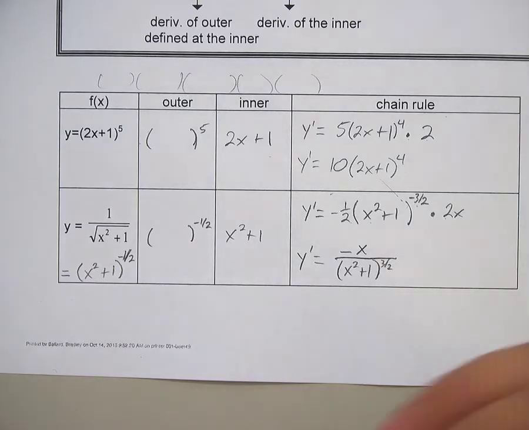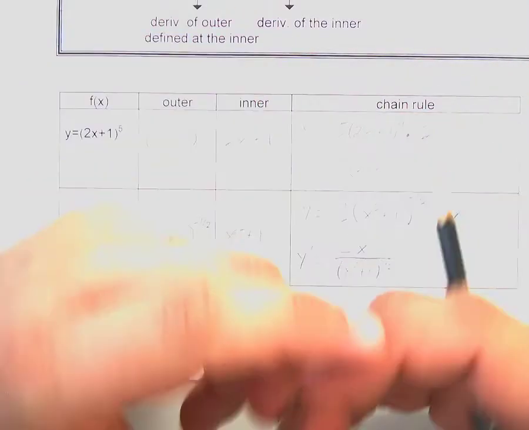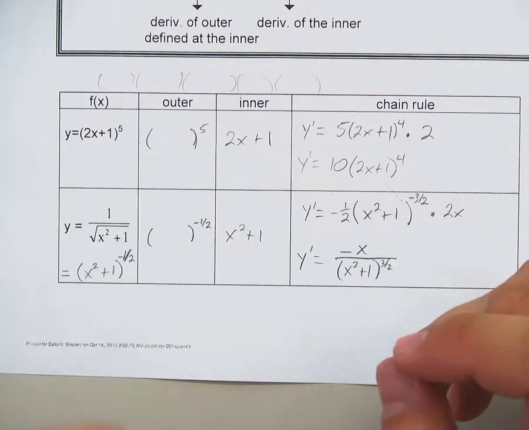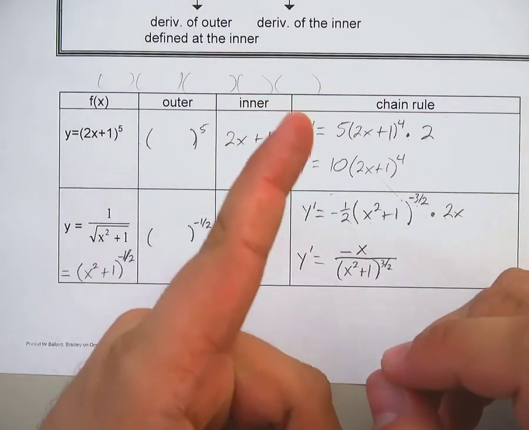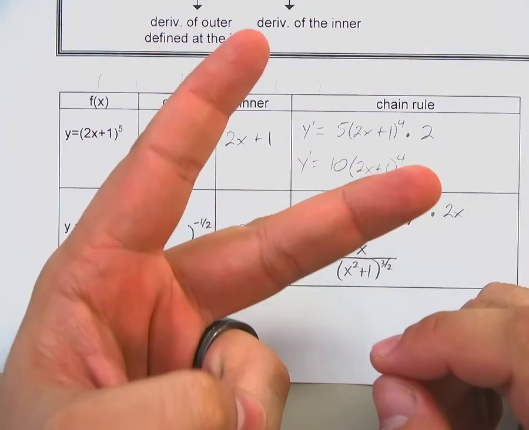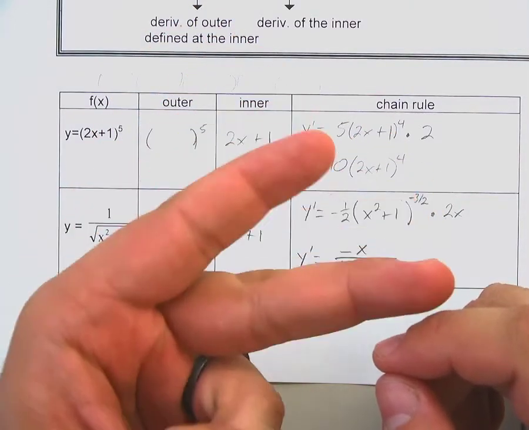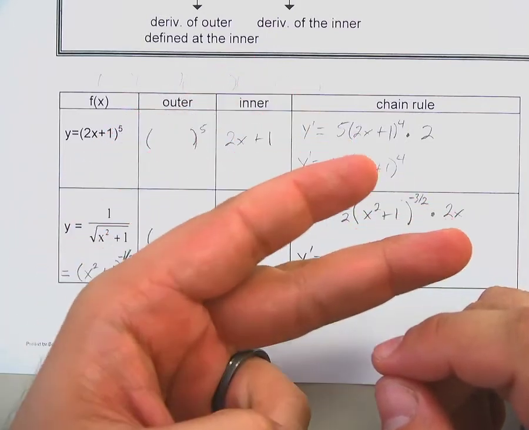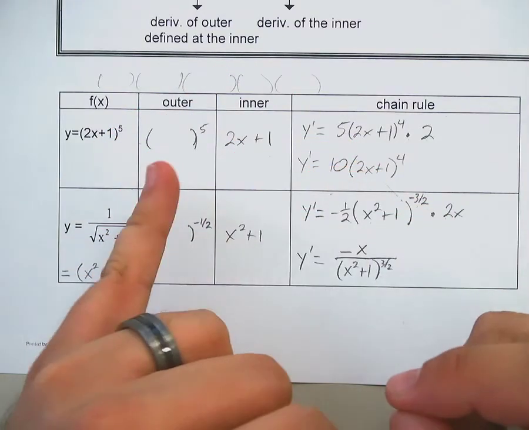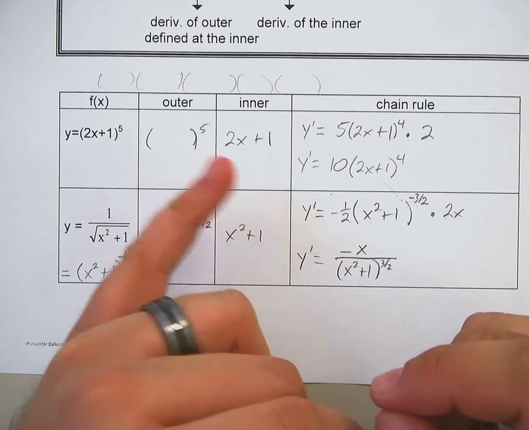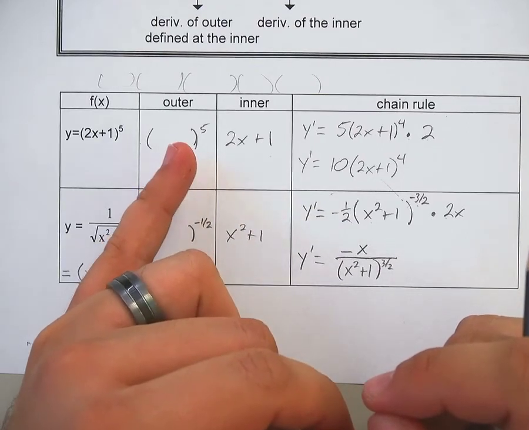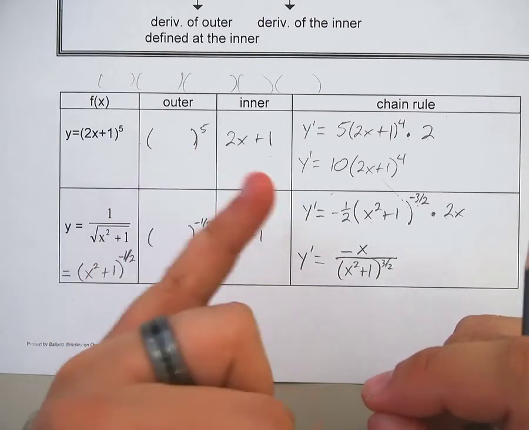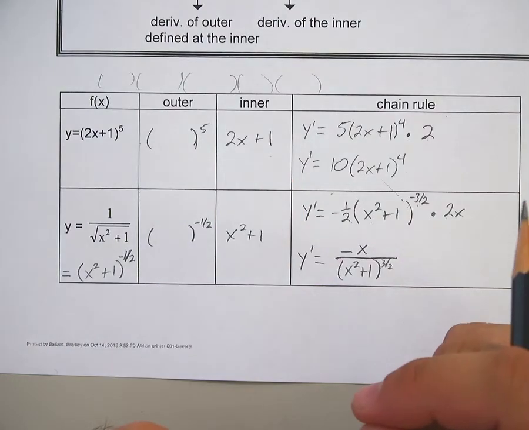So here's how I would approach every single one of these problems. When I'm looking at one of these problems, the very first thing I do is identify what your two different functions are, the outside and the inside. After you identify the outside and the inside, it gets pretty simple. It's the derivative of the outside, with the inside still the same, times the derivative of the inside. Okay?